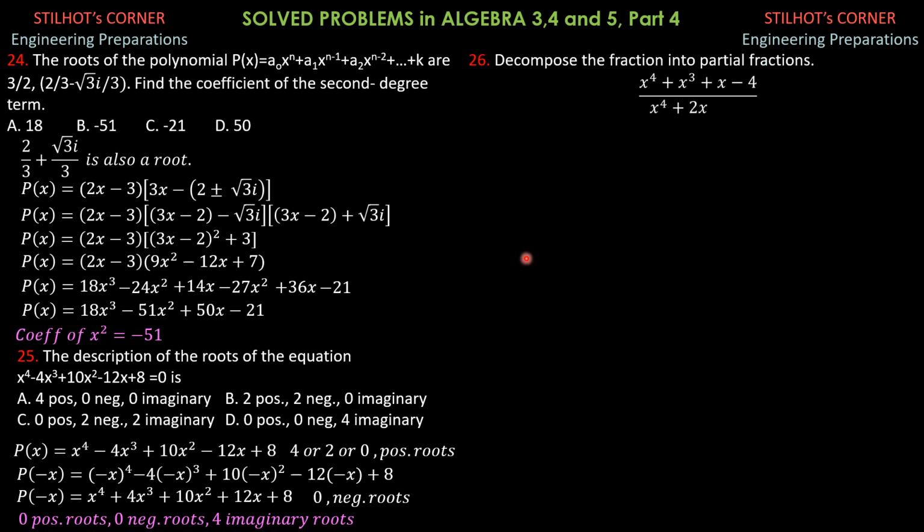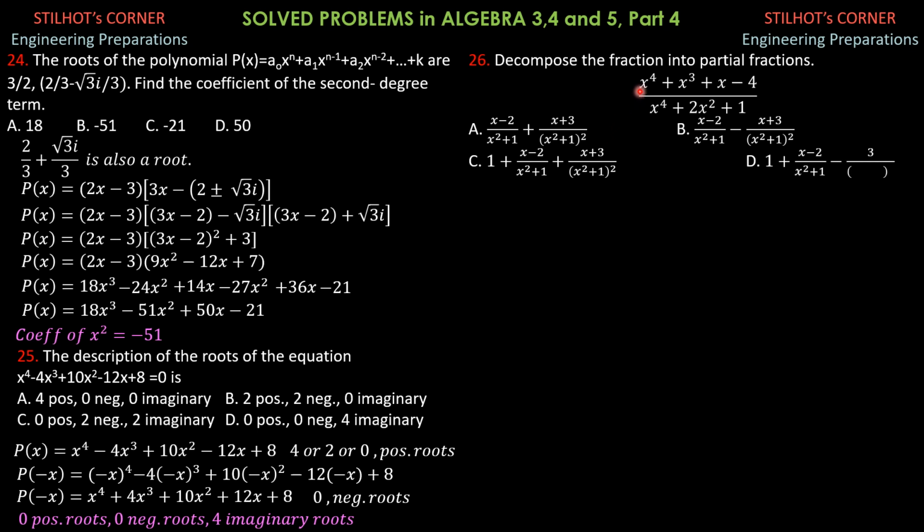Decompose the fraction into partial fractions. Notice that the degree of the polynomial in the numerator is equal to the degree of the polynomial in the denominator. So we cannot decompose the fraction yet. We have to perform long division first. So x to the fourth plus x cubed plus x minus 4.